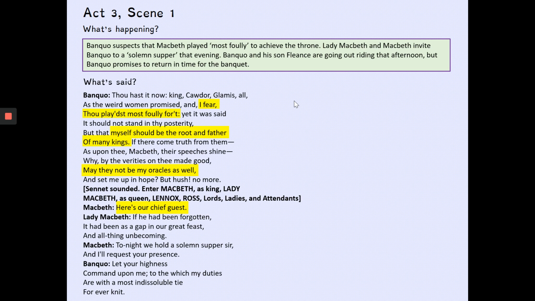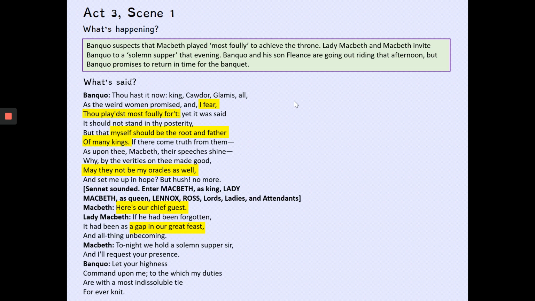Now, Macbeth says, "Here's our chief guest," speaking about Banquo, and that sounds quite ominous. That sounds quite threatening. And guest is a particularly threatening word, because if you remember, Macbeth and Lady Macbeth's previous chief guest was King Duncan, and we know what happened to him.